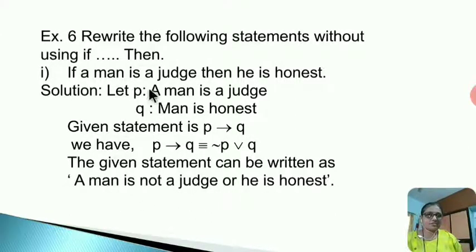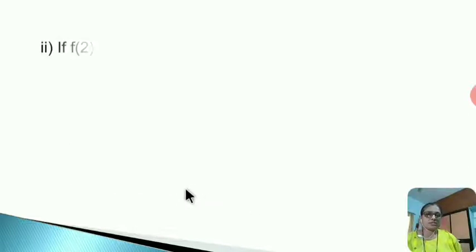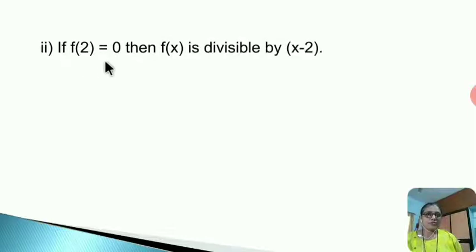We rewrite the given statement without if then. It becomes: a man is not a judge or he is honest. Second example: if f of 2 is equal to 0, then f of x is divisible by x minus 2. Now here the two statements are f of 2 is equal to 0, and the second statement is f of x is divisible by x minus 2.